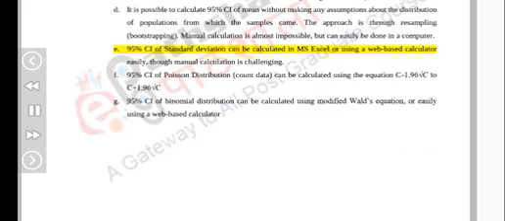The 95% CI of a standard deviation can be calculated in MS Excel or using a web-based calculator, easily, though manual calculation is challenging. The 95% CI of Poisson distribution count data can be calculated using the equation C minus 1.96 square root C to C plus 1.96 square root C. The 95% CI of a binomial distribution can be calculated using the modified Wald's equation, or easily using a web-based calculator.